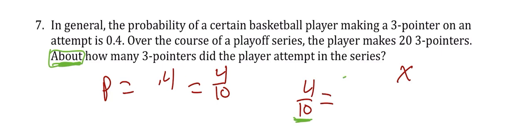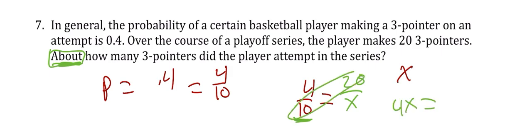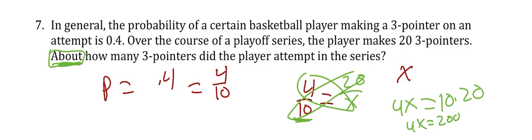And so we're going to say 4 out of 10 equals 20 over x, because they made 20. So 4 and 20 were both makes, and attempts were like this 10 and this x. Okay, now how do we solve? Well, we can cross multiply. We can say 4 times x equals 10 times 20, or 4x equals 200, or x equals 50.